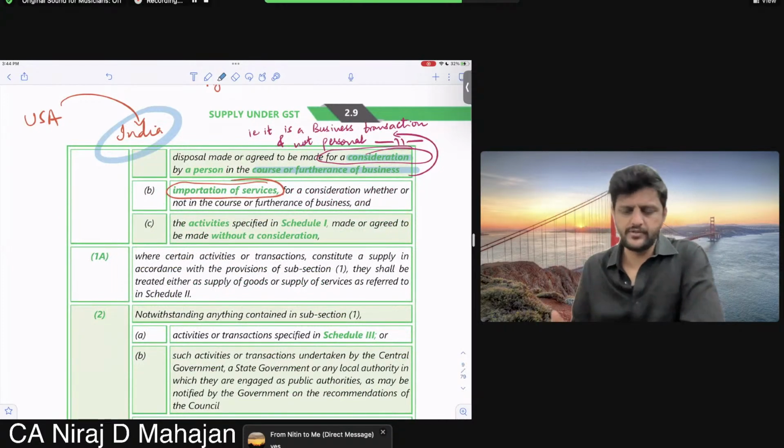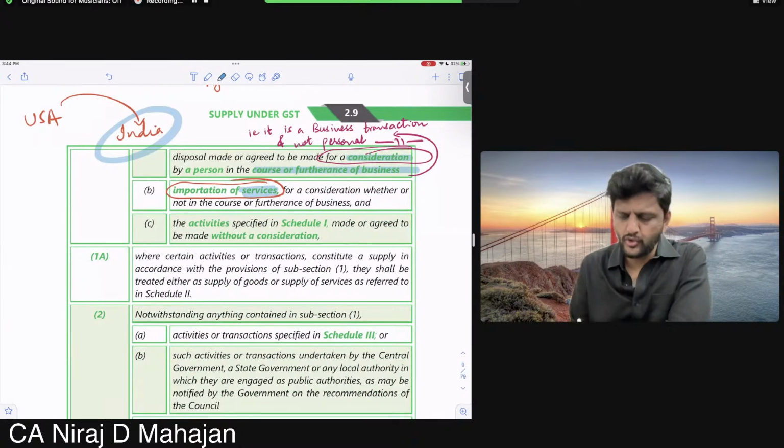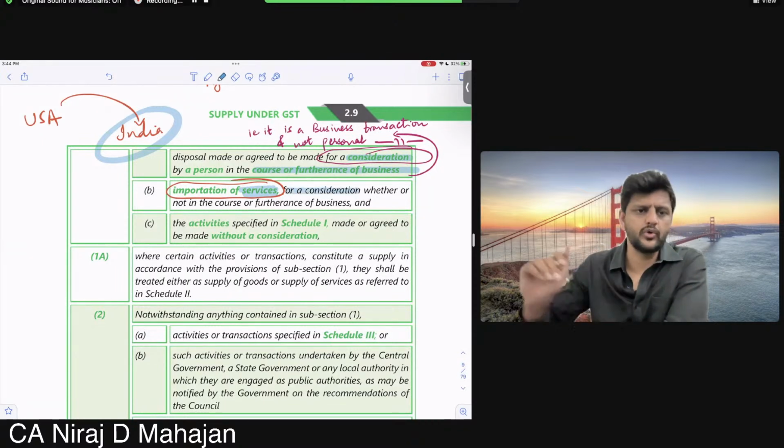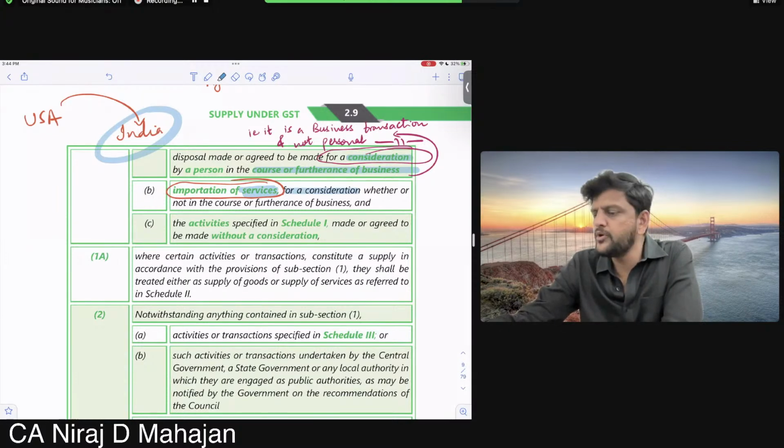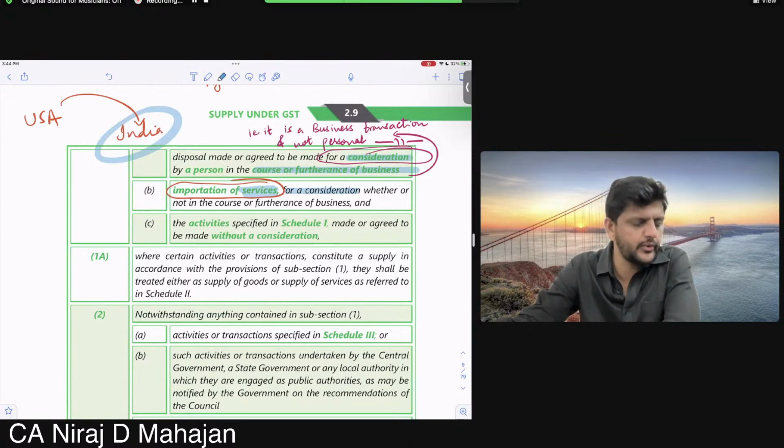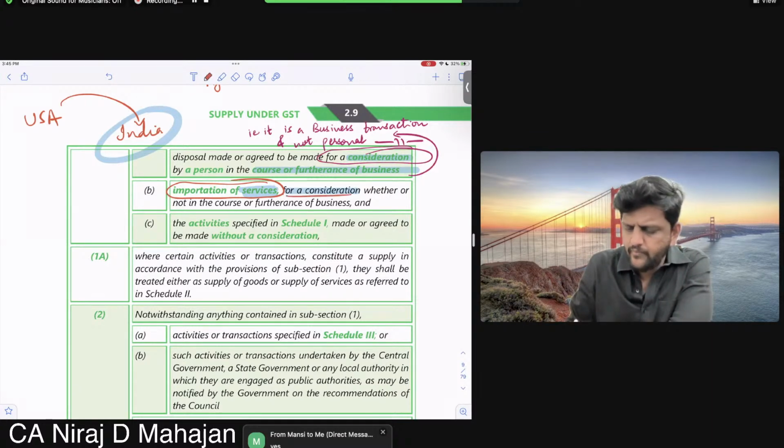So, import of services, right now services, for a consideration, so not free, whether or not in the course or furtherance of business. I took legal advice or architecture advice or some investment advice from my friend sitting in Australia. Whether I have to pay GST or no, what do you think? I paid him. Import of service against consideration, whether or not in the course or furtherance of business.